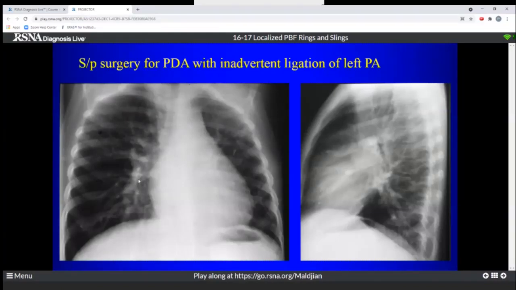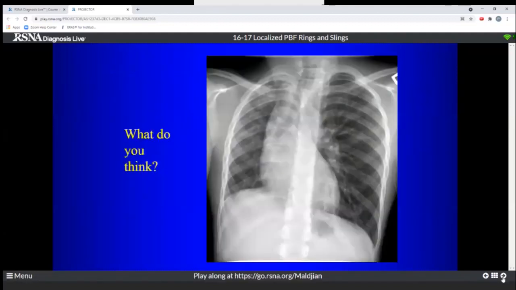Here's another case where we have an asymmetric appearance of the pulmonary arteries. You see that the right pulmonary artery here is enlarged, but the pulmonary vessels on the left side appear small. This was a case where the patient had surgery for a PDA, but unfortunately there was inadvertent ligation of the left pulmonary artery, leading to decreased blood flow to the left lung.